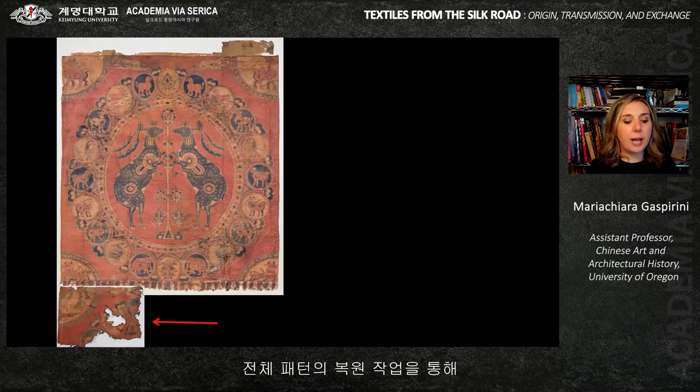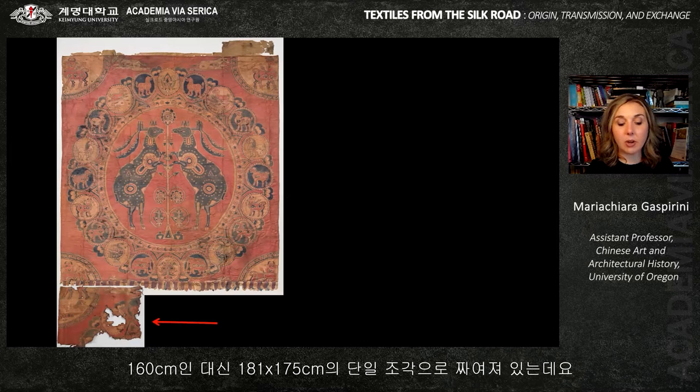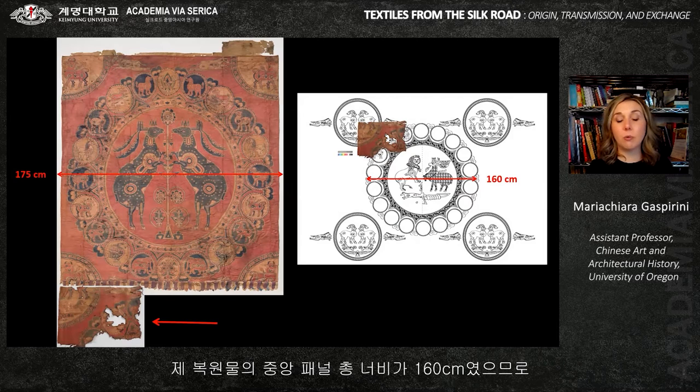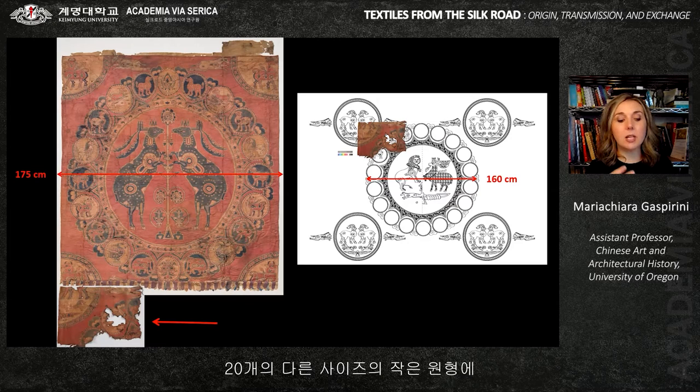By reconstructing the whole pattern, I had imagined a larger panel made of four pieces of 80 centimeters each, with a perfect medallion at the center. The panel in the Abegg-Stiftung, instead, is woven as a single piece of 181 by 175 centimeters instead of 160 centimeters, like the total width of the two central panels according to my reconstruction, with a difference of only 15 centimeters. This makes the central roundel on the panel look like a novel framed by 20 small roundels of different dimensions.